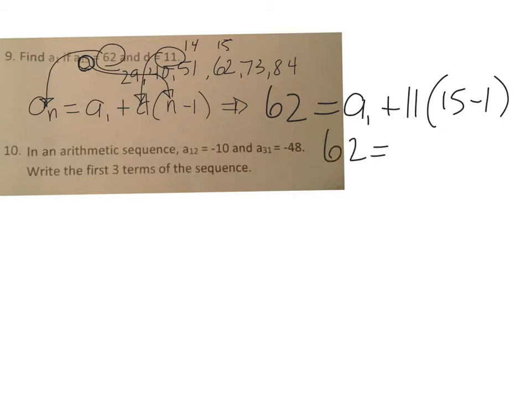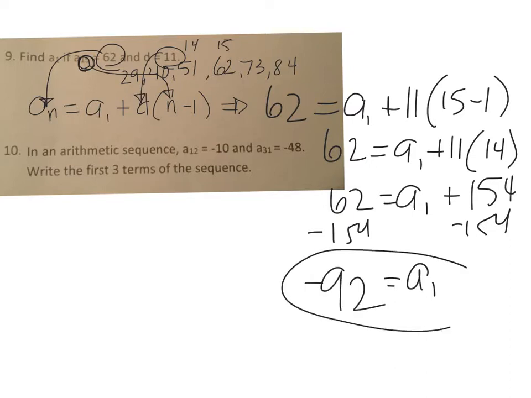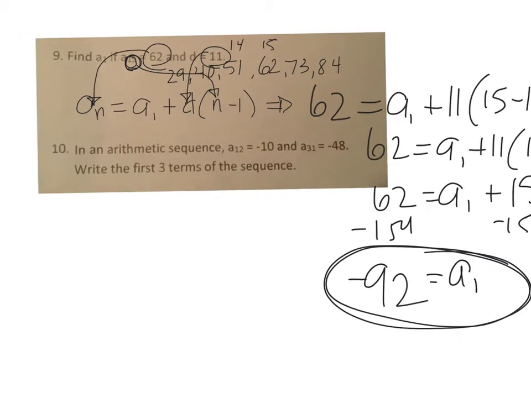So 62 equals a sub 1 plus 11 times 14, which is a sub 1 plus 154, and then subtract the 154 from both sides, and the first term comes out to be, I'm just putting it in my calculator, negative 92. So if I start at negative 92 and I add 11 to it, eventually I'm going to come up with 62 as one of my terms.